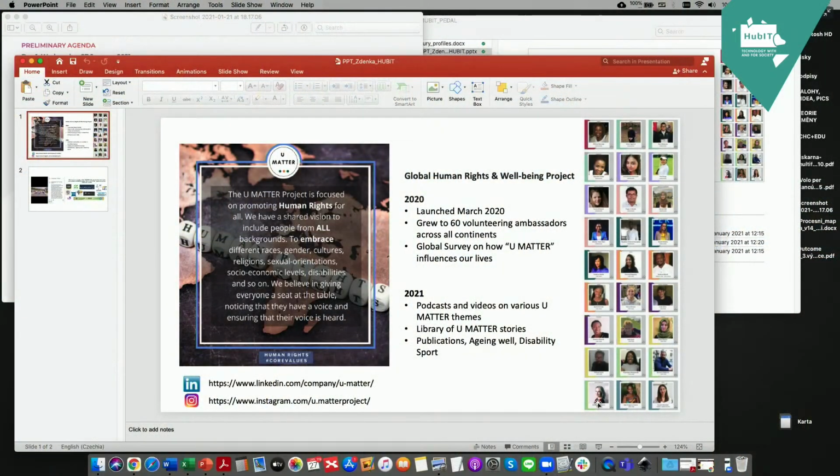And in 2020, we implemented a global survey on how You Matter influences our lives. And in 2021, which is right now in January, starting are the podcasts and videos on various You Matter themes and stories. The team behind this project would also be very glad if you share your stories and experiences, and if you join, you can also be interviewed on those podcasts. And for 2020, we also worked on different publications showing how to age well, how to include people with disabilities, and how to help them through sports and different activities.